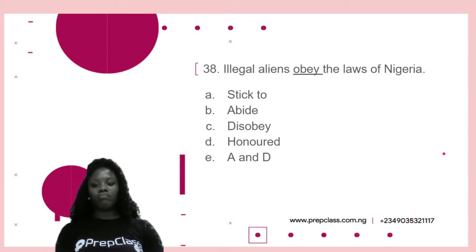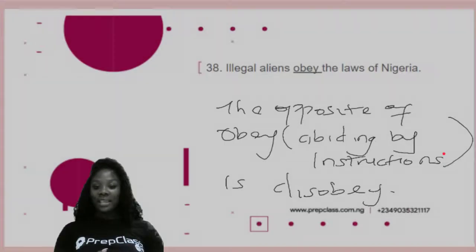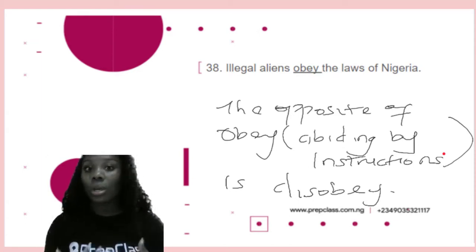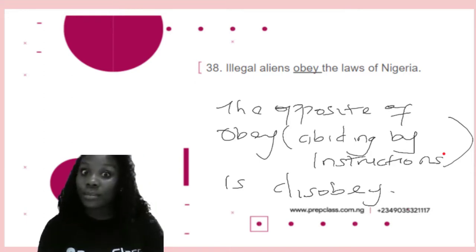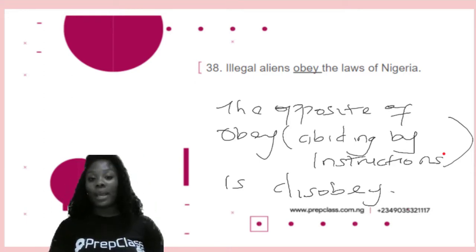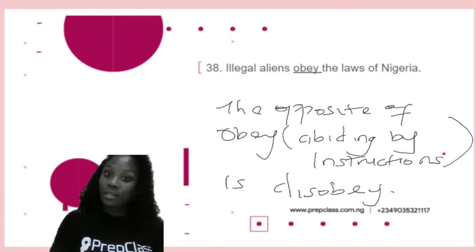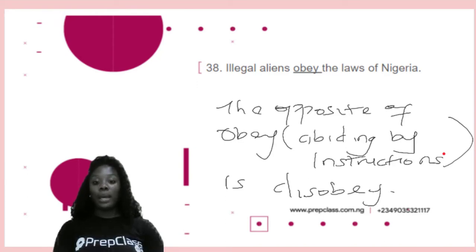Okay, so what does it mean to obey? To obey means abiding by instructions, just like good children should. Good children should obey their parents, obey their teachers, right? Abide by instructions given to you by your elders. That makes you good children. So that is obey.